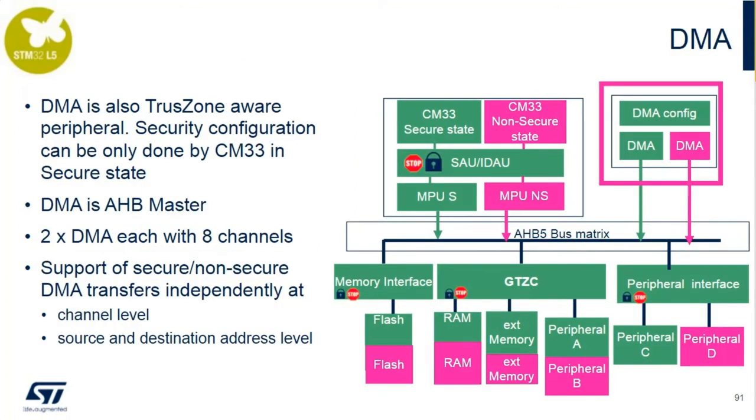As seen from the previous table of TrustZone-aware peripherals, the DMA controllers are TrustZone-aware. They can only be configured by a secure core. They're out on the AHB master. What's kind of cool about them is that they support both non-secure and secure transfers independently. So theoretically you could transfer memory from the secure side to the DMA, and it knows what's secure and what's not secure.